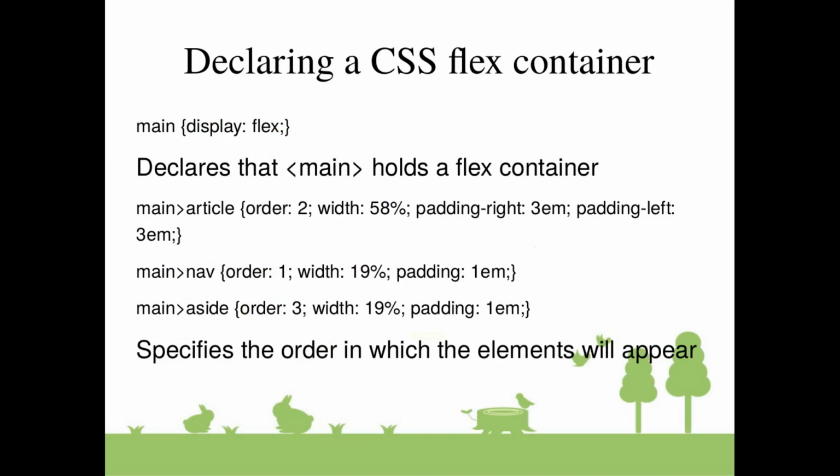The next three lines declare that when the article, nav and aside elements are children of the main element, they should have these particular properties. In particular, they should appear in the order nav, article and aside in a browser, even though they do not appear in that order in the HTML code.